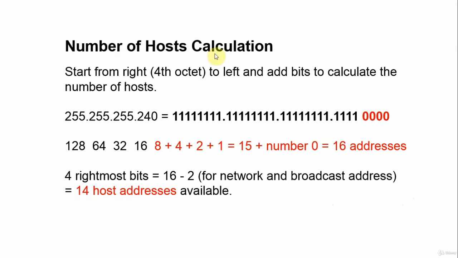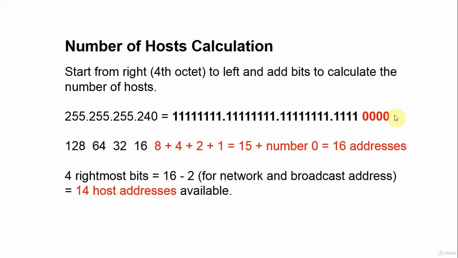Number of hosts calculation. I'm going to calculate hosts here, starting from the right. I'm going to show you how that works to the left and add the bits to calculate the number of hosts. Actually, I'm doing this to show you how you could do that quickly if you don't have a subnetting table. So this is the binary. Remember the binary table: 1, 2, 4, 8, 16, 32, 64, 128. Each represents a value when you have a position of 1.